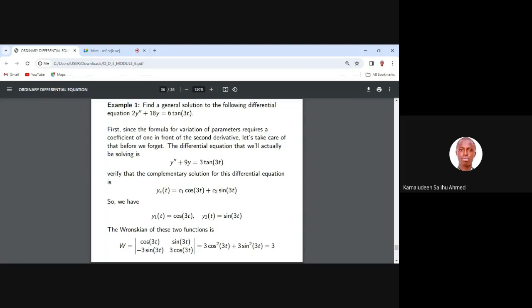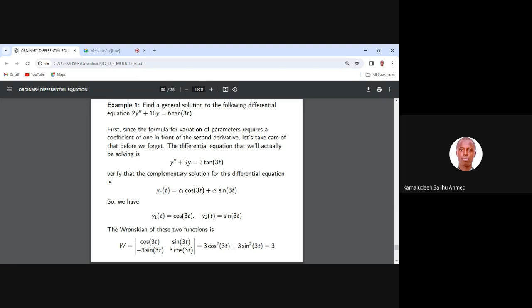And when you divide both sides by 2, you'll be left with y'' + 9y = 3 tan 3t. So from there, verify the complementary solution for this differential equation. What I'm saying here is that you just need to go and solve this using all the methods we are using in solving them.